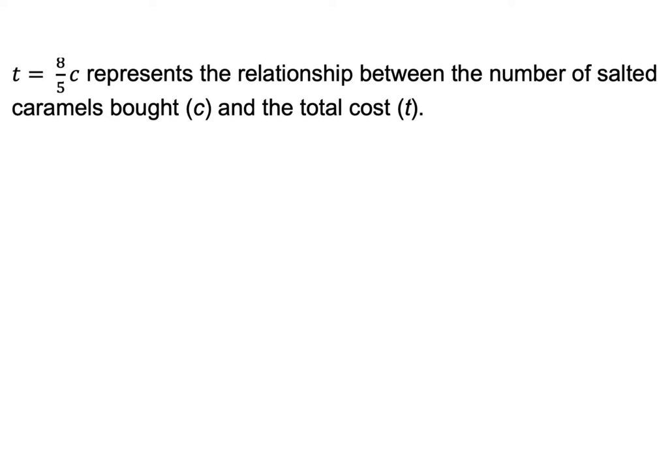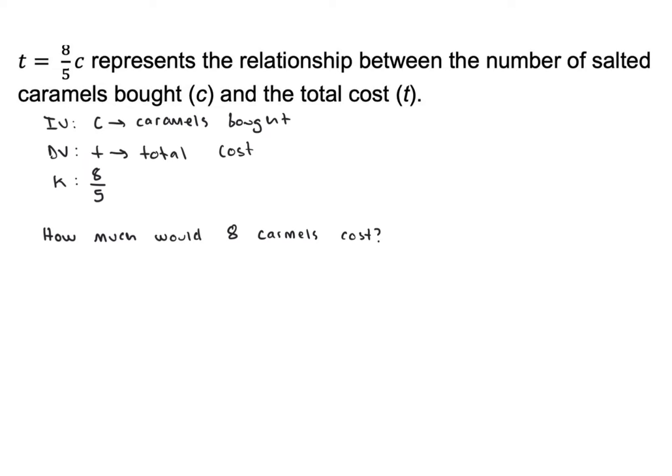So in this, we are told that we have the equation T equals 8/5 C, and it represents the relationship between the number of salted caramels C and the total cost T. So our independent variable is caramels bought, the dependent variable is total cost, and our K, the constant of proportionality, is 8/5. And we are being asked, how much would 8 caramels cost?